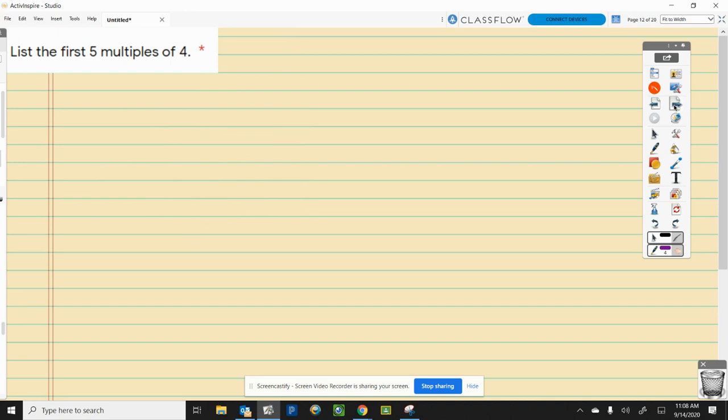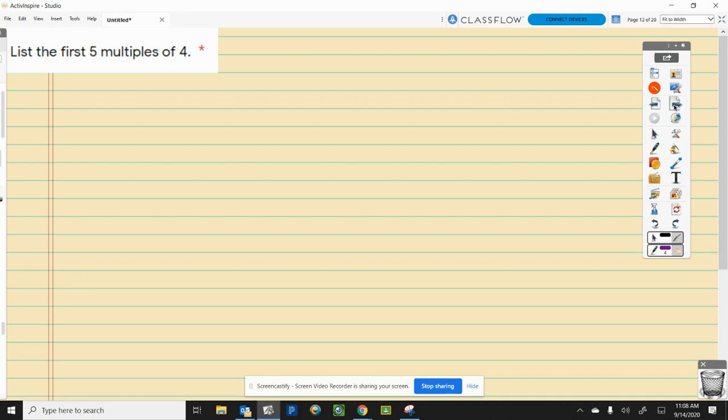Question number 2, I have to list the first 5 multiples of 4. Now remember, multiples are the products we get when we multiply numbers together. So if we're looking at the multiples of 5, let me rephrase that. The products we get when we multiply using the same number.